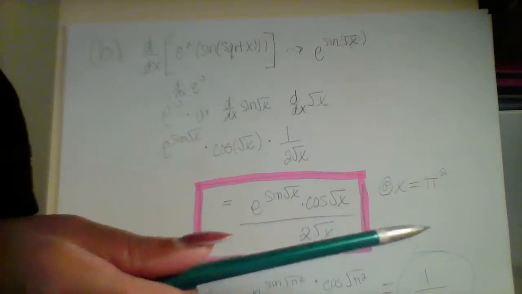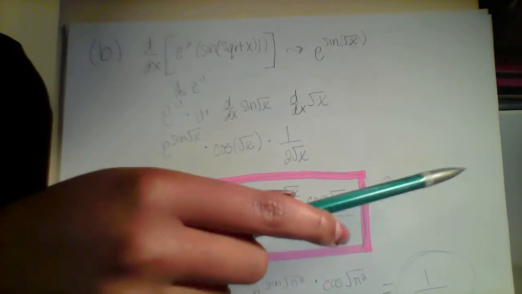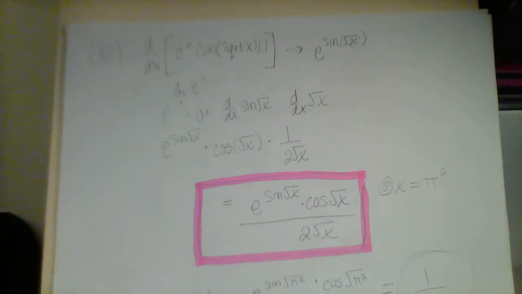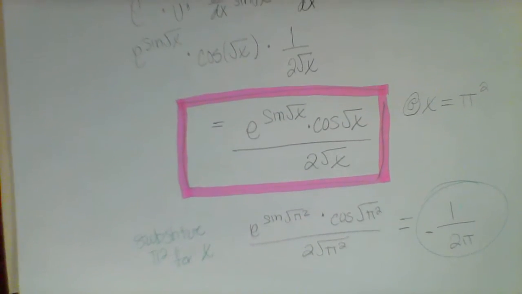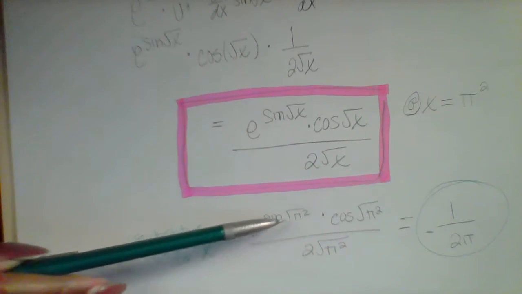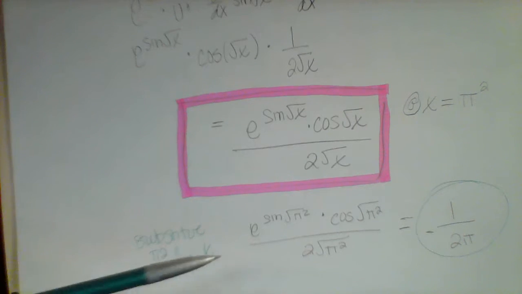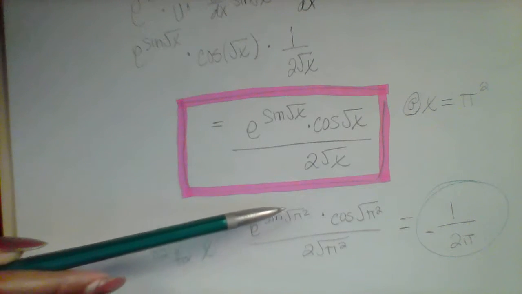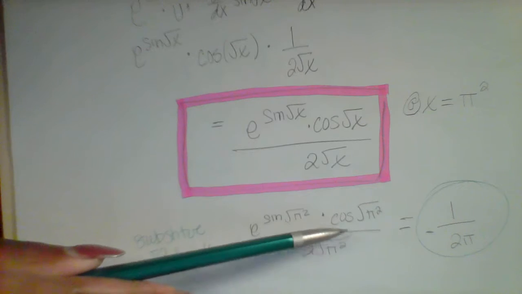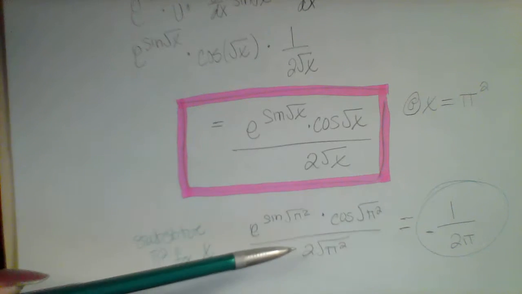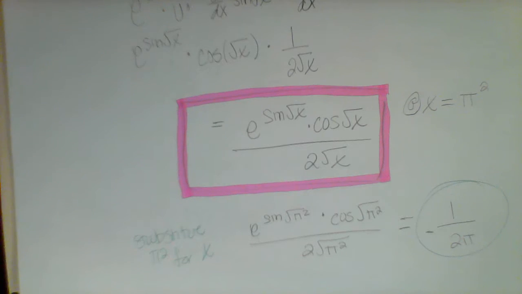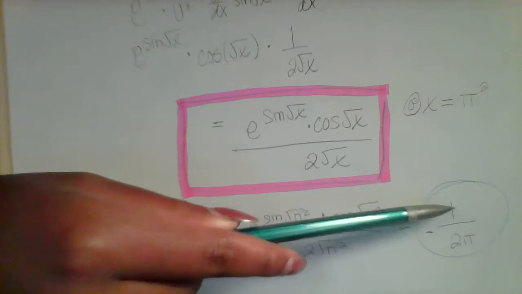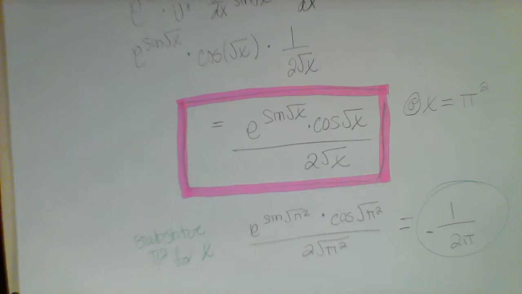The question also asks us to solve for if x was pi squared. So the last thing you'll be doing in this case is just substituting pi squared for wherever you see an x. So now you'll have e raised to the sine square root of pi squared times cosine of the square root of pi squared all over 2 times the square root of pi squared, which simplifies to negative 1 over 2 pi.